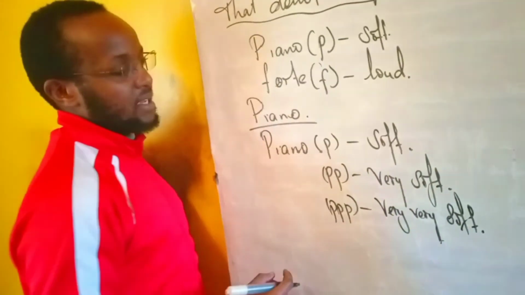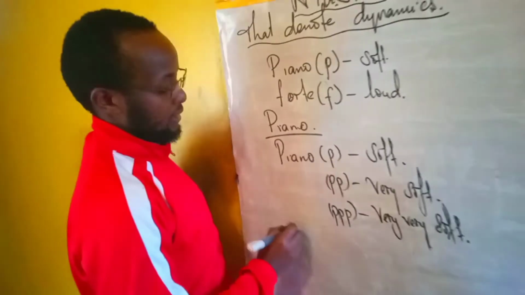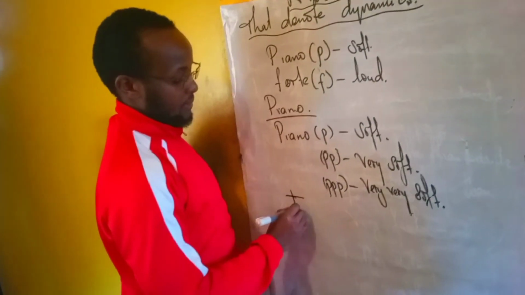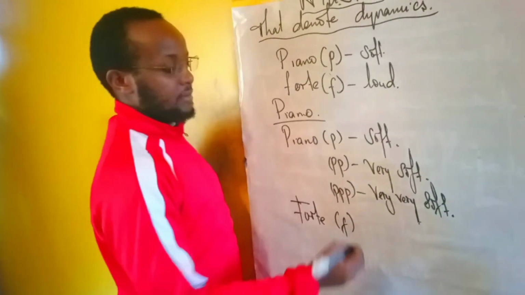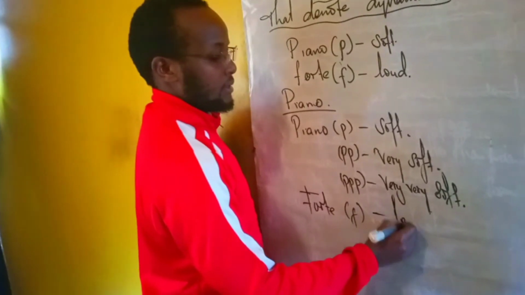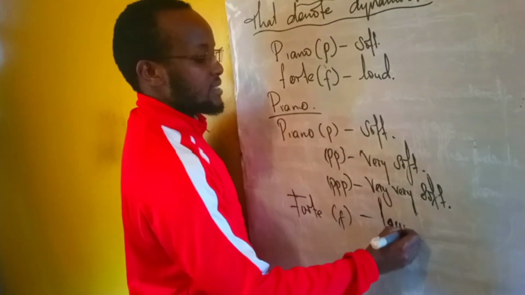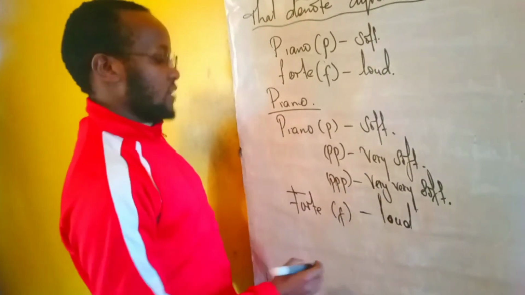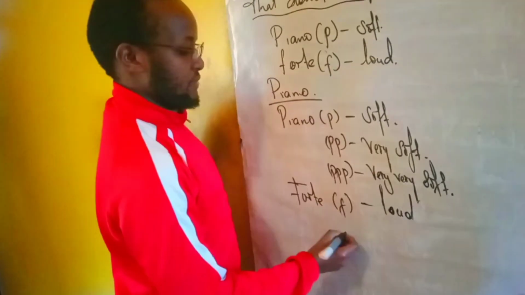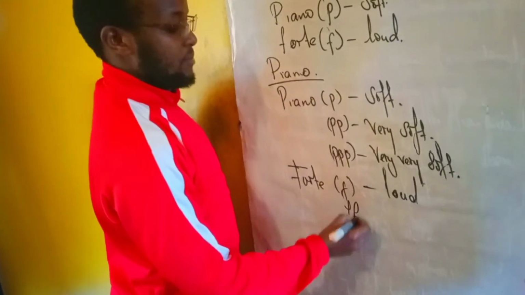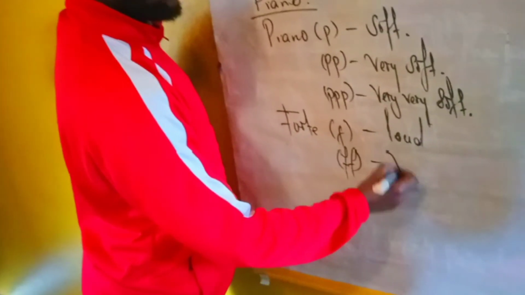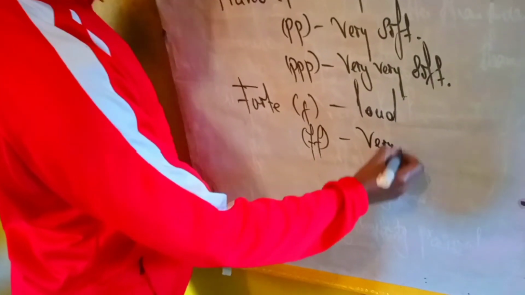The same case applies to the term forte. Now the term forte, F, means loud. But there are several degrees of loudness, 3 degrees of loudness. Forte, denoted by 1 F. Double F is very loud.